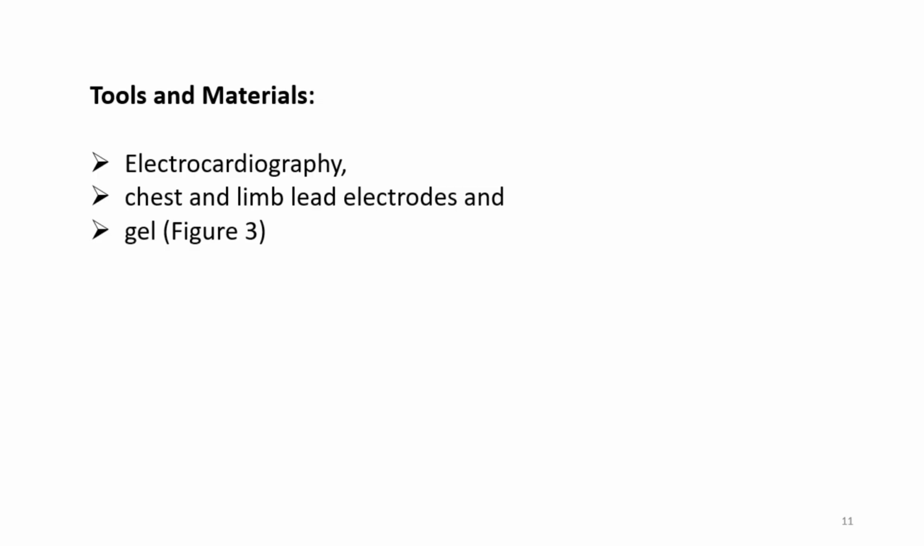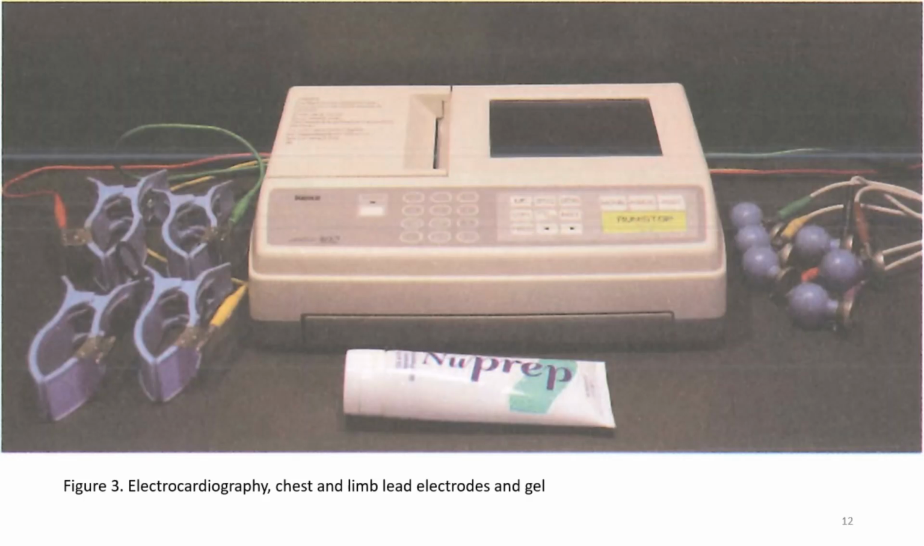Tools and materials used in electrocardiography recording. First, an electrocardiography machine, chest and limb electrodes, and gel are needed for this practical. You can see here an example of electrocardiography electrodes, extremities and precordial ones, and also the gel.